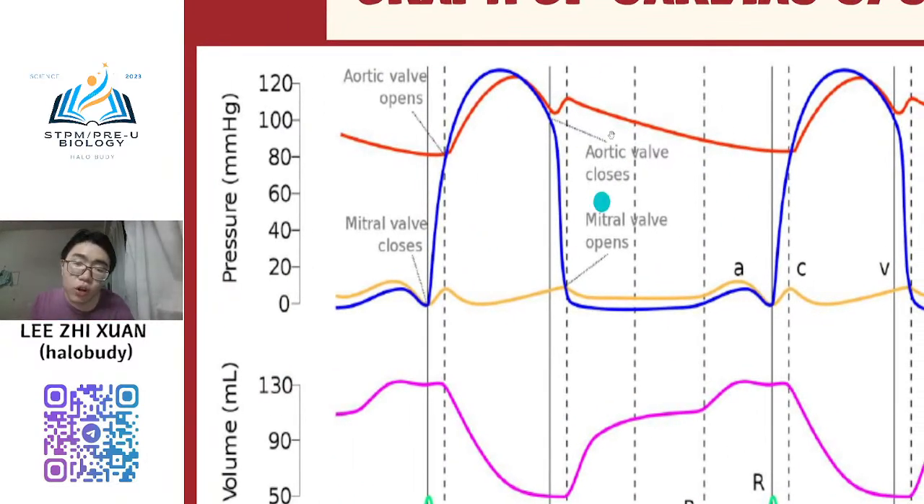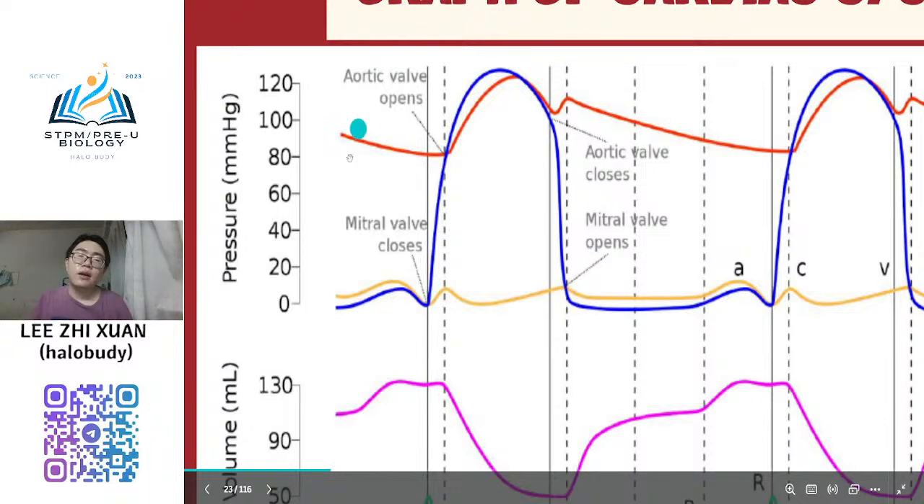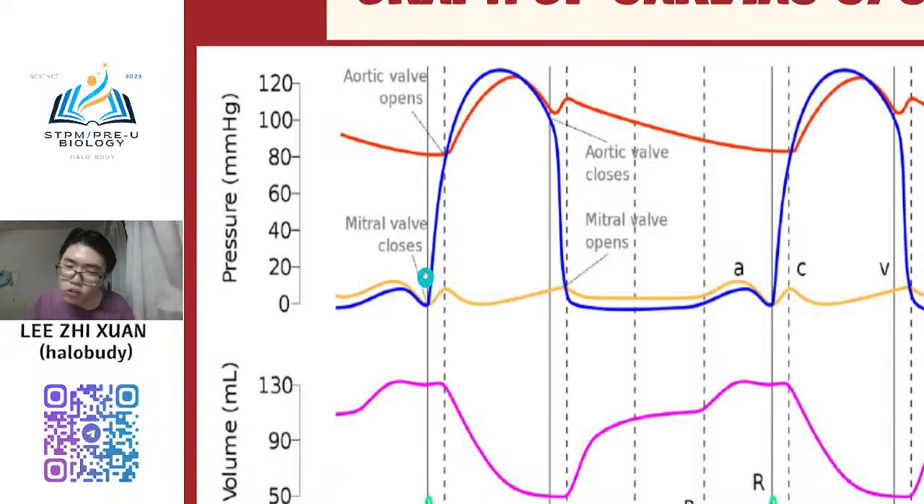So you need to know the meaning of the diagram. In examination, normally they will ask you what this point is, what this point is, what this point is, or they want you to explain a very short question, why this continues to increase, or maybe it will ask you which is the ventricular diastole phase.